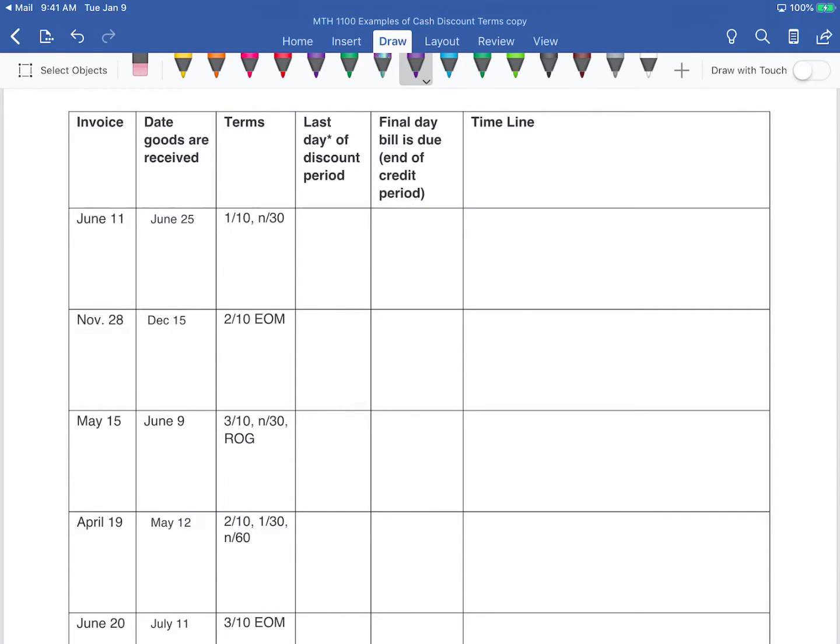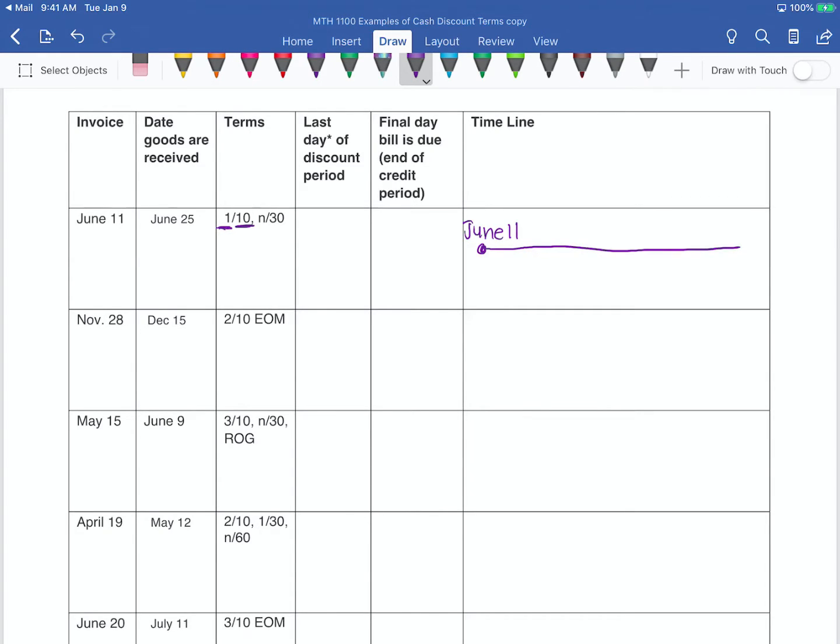Okay, so the first example says the invoice is on June 11th. The date that the goods are received is June 25th. The terms are 1/10 net 30. So that means if I make my timeline, so unless it says ROG, I'm going to start the day of the invoice. So I'm going to start my timeline at June 11th. If I pay within 10 days of June 11th, I'm going to get an additional 1% off. And I'm getting that information from here, where I just underline. I have a 1% discount if I pay within 10 days of the invoice date.